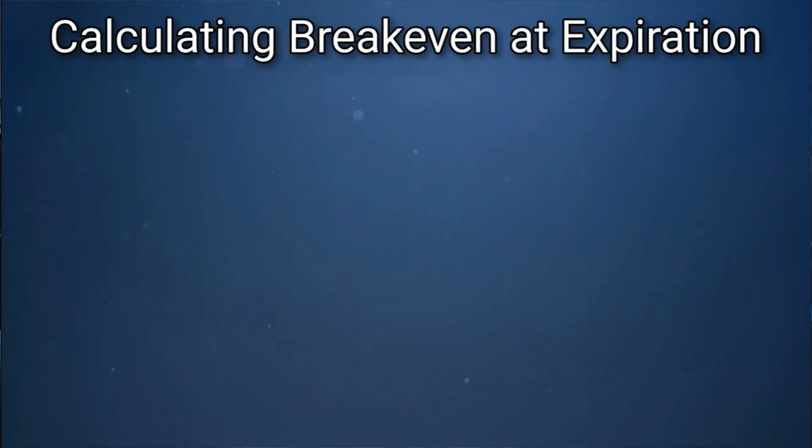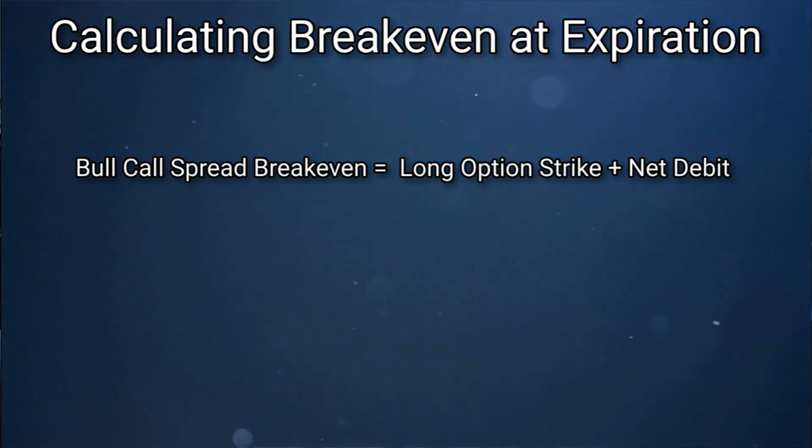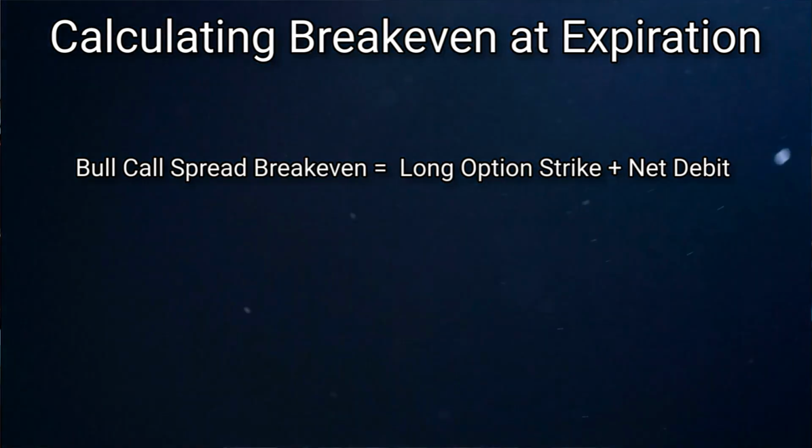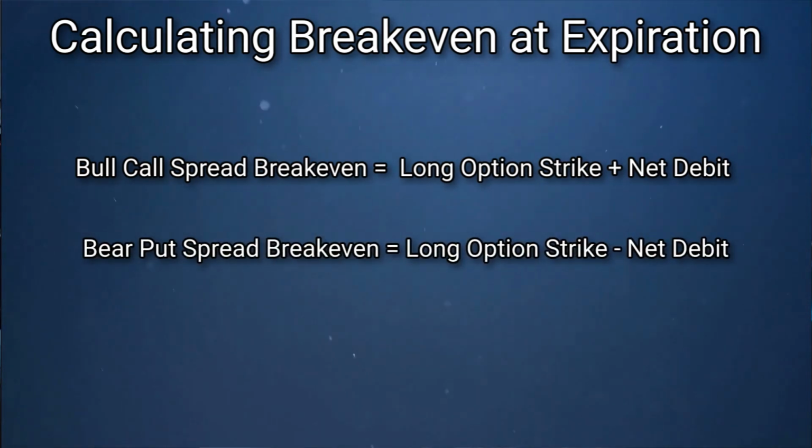The break-even point is the price at which a stock needs to be trading at expiration in order for the trade to show neither a profit or a loss. To calculate the break-even in a bull call spread, you add the net debit of the trade to the long strike price. In our previous example, our break-even would be $48. We get this from adding our net debit of $3 to the long strike of $45. To calculate the break-even in a bear put spread, you subtract the net debit from the long strike price.